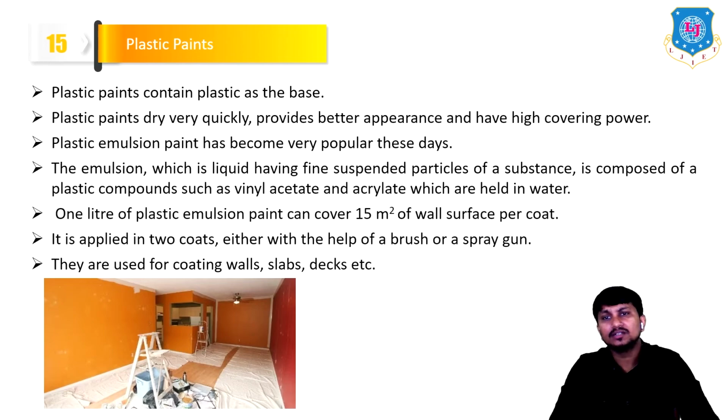1 liter of plastic emulsion paint can cover 15 square meters of wall surface per coat. So based on that, you can easily find out the quantity of the required plastic paint. This plastic paint is applied in two coats, either with the help of a brush or spray guns. They are used for coating walls, slabs, tracks, etc.